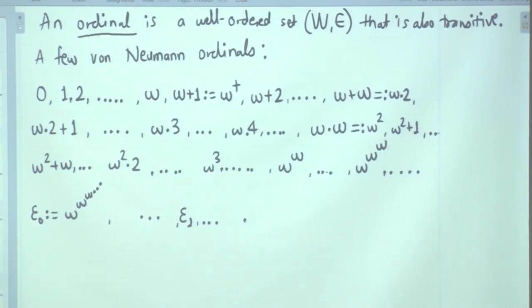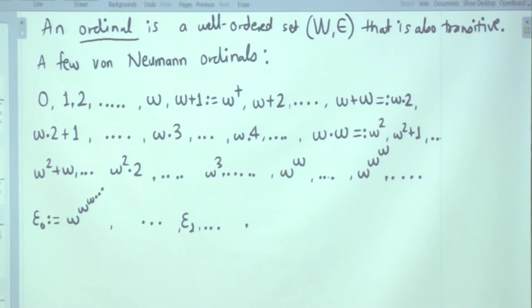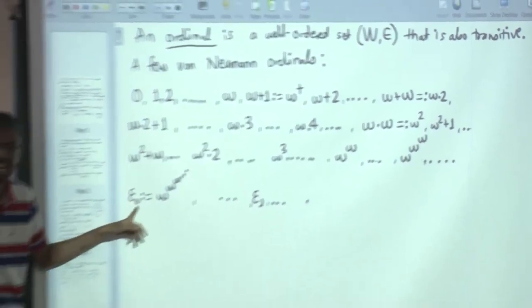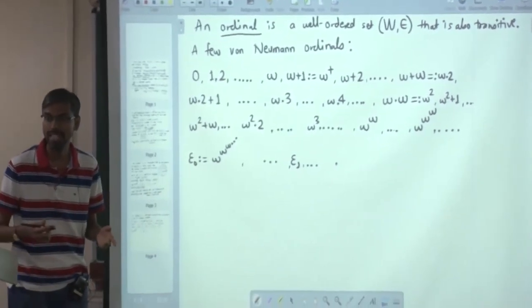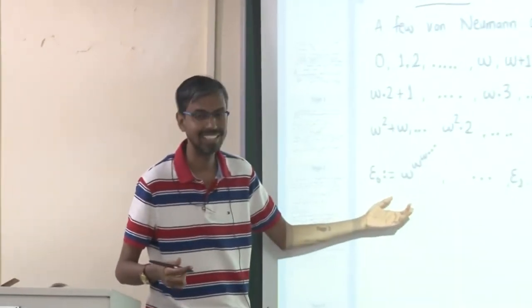one more thing. These are all sets. Yeah, these are all sets. And not only that, these are all countably infinite sets. After finishing finite linear orders, these are all countably infinite sets. Omega is countably infinite. Omega plus 1 is countably infinite. You are adding just one more element, right? All of them are countably infinite. Even epsilon naught is countably infinite. So it's a small ordinal. It looks really big, but it's a small ordinal.